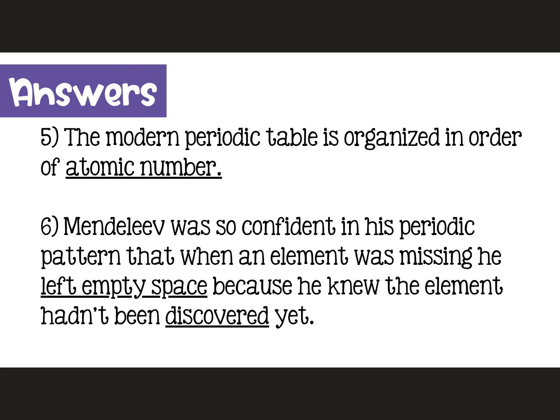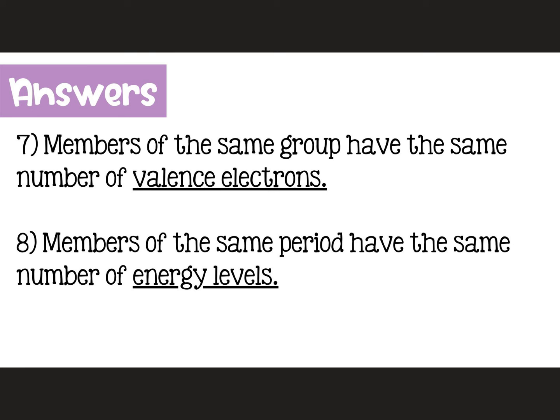And Mendeleev was so confident in his periodic pattern that when an element was missing, he left empty space because he knew the element hadn't been discovered yet. And he was right. Members of the same group have the same number of valence electrons on the periodic table, and members of the same period have the same number of energy levels.